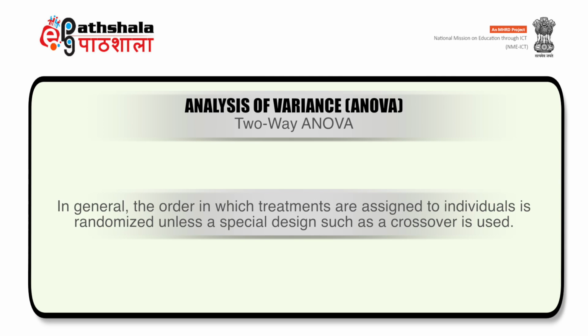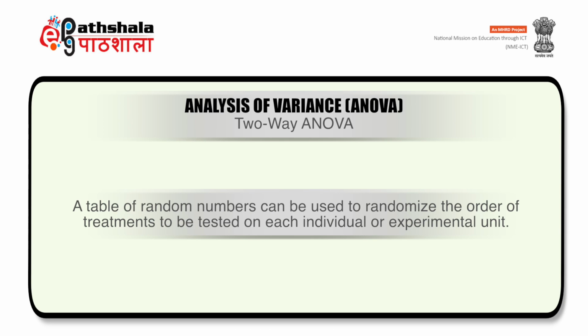In general, the order in which treatments are assigned to individuals is randomized unless a special design such as a crossover is used. A table of random numbers can be used to randomize the order of treatments to be tested on each individual or experimental unit.